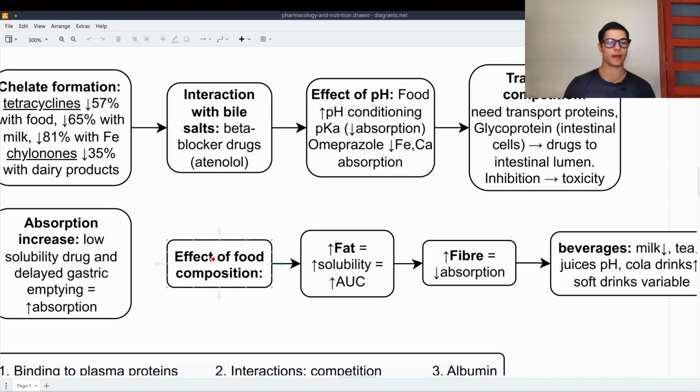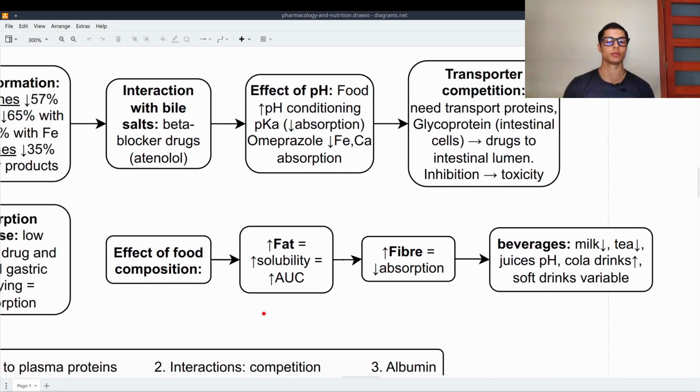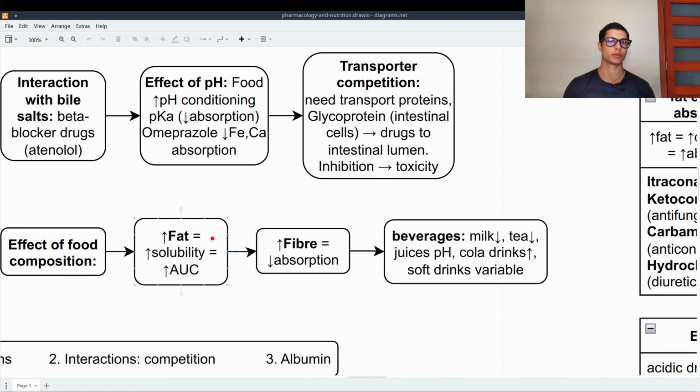There are some effects of food composition as well. High fat food will increase the solubility and the area under the curve, therefore bioavailability. High fiber food will decrease absorption, and beverages such as milk and tea will decrease the absorption. Juices will change the pH. Cola drinks may increase, and soft drinks are variable.